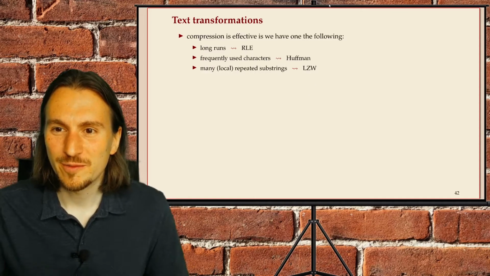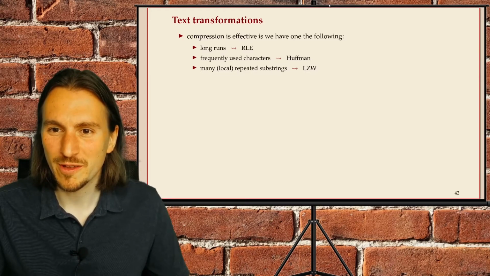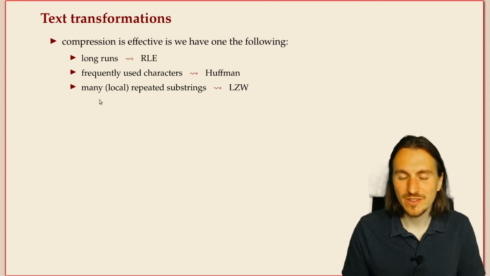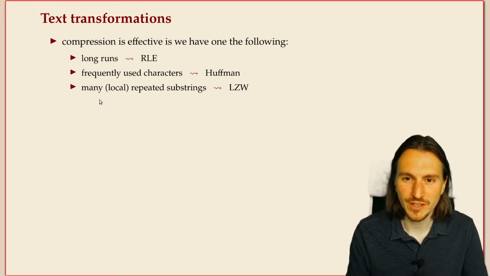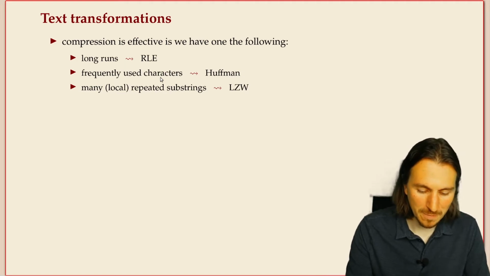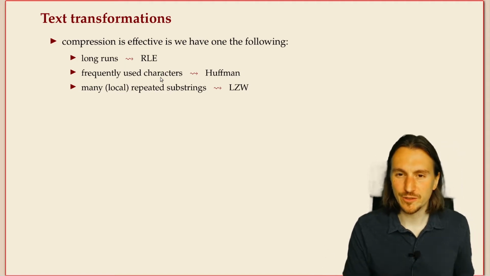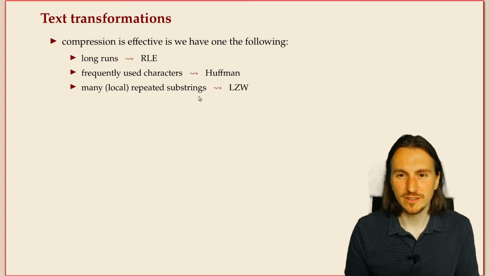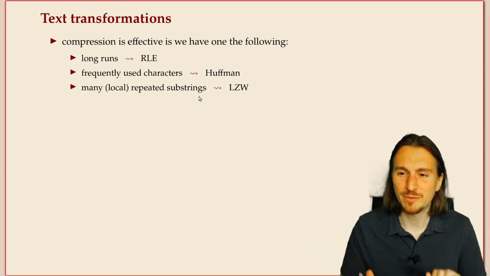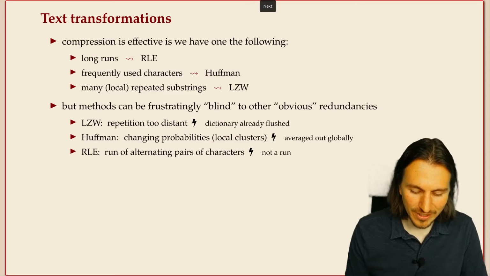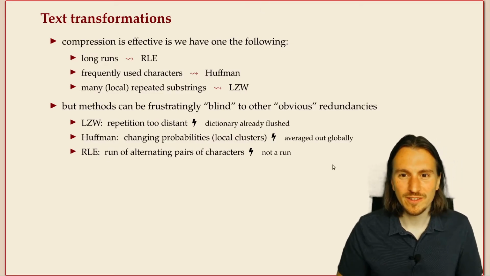So the idea of text transformations is to help compression methods overcome limitations. What we've seen so far is that certain methods can exploit certain types of redundancies. For run length encoding, these are long repeated runs of the same character. For Huffman, it's some characters that are very frequently used and others infrequently. And for Lempel-Ziv-Welch, if we have many repeated substrings not too far spread apart because of the dictionary size, then Lempel-Ziv-Welch does well. Unfortunately, methods can be very stupid whenever it goes a little bit beyond that.